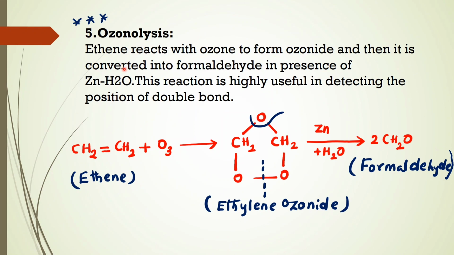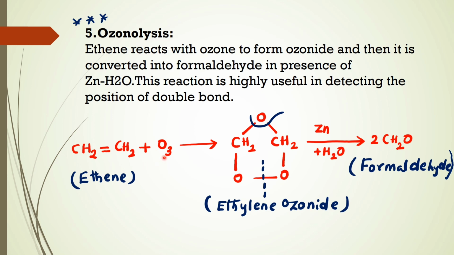It is very important: ozonolysis. Ethene reacts with ozone to form ozonide, and then it is converted into formaldehyde in presence of zinc and water. This reaction is highly useful in detecting the position of the double bond. Let me explain the equation. Here one reactant, as I already told you, is ethene, since these are chemical properties of ethene. So ethene plus ozone, O3.